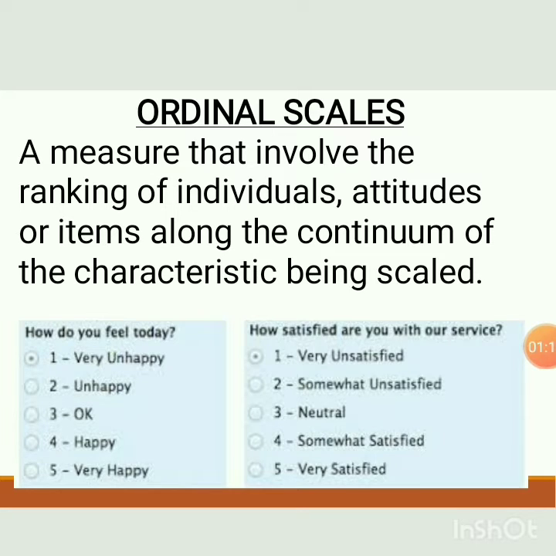Another example is there on the screen. If you want to know about the feeling of somebody, feeling is an abstract phenomenon. It can be explained in a number of ranges. For example, here they have defined 5 categories of feelings, ranging from very unhappy to very happy. So they have marked least for the very unhappy category, and they have marked the highest for the very happy condition. This way these scales arrange data. So this is a measure.